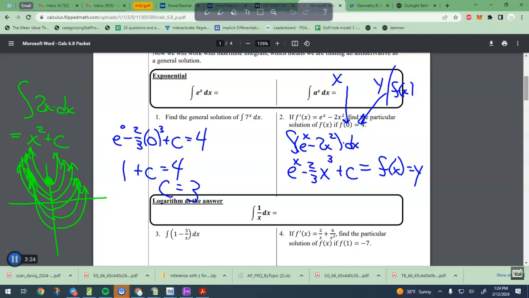So the way you write the solution is you go back and rewrite this. You're smarter than you were 20 seconds ago, and now you can put 3 there. So the actual answer is y equals e to the x minus 2/3 x to the third plus 3, because I went through and found out, okay, I know that point's on the curve. That means c has to be this. And that's called a particular, or a specific solution.